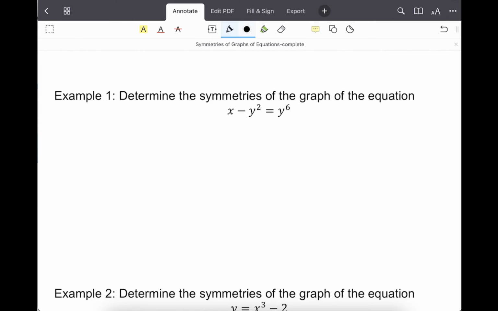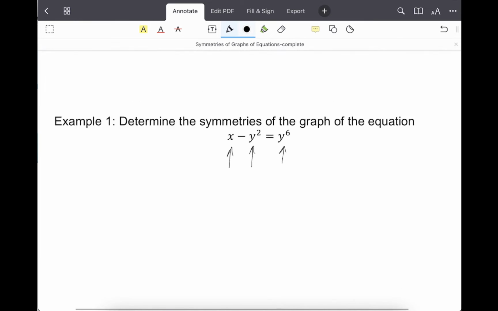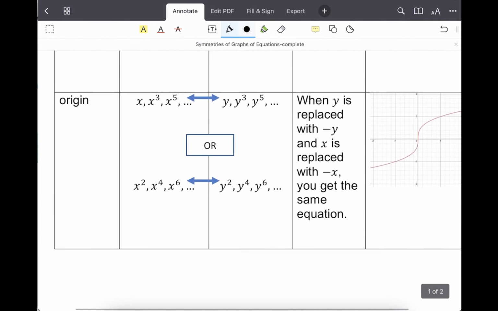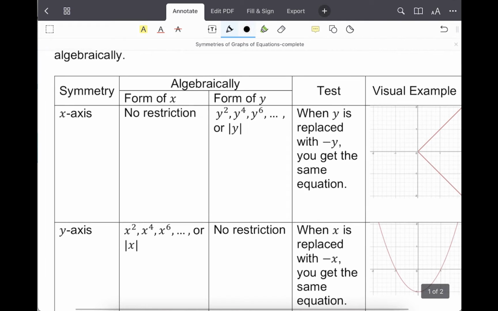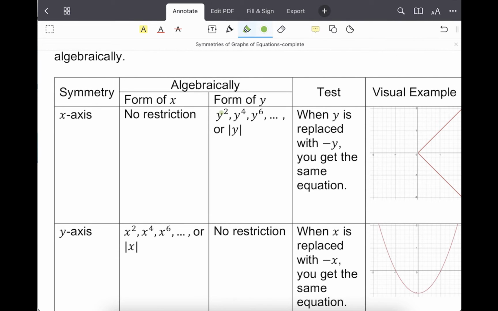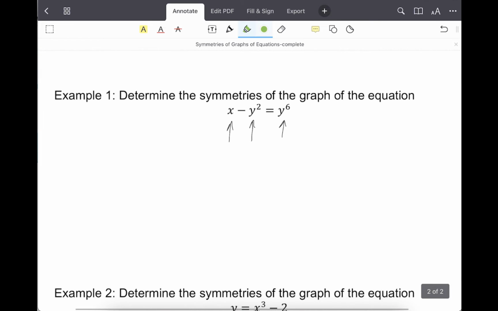So by just looking at this, we see that y is raised to even powers, x is raised to an odd power, so they're not raised to the same parity, but rather they're raised to different parities. One is odd, one is even. And the one where y is to an even power, x has no restriction, that is the x-axis symmetry. So we should get x-axis symmetry for this one.